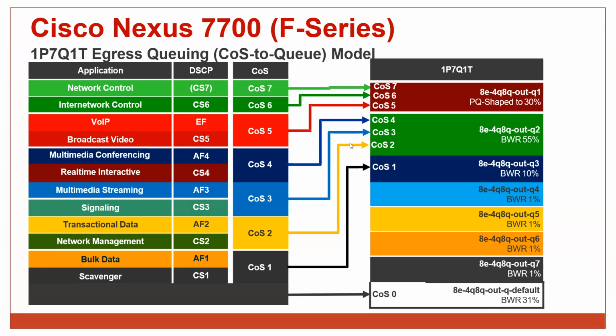So what I'm telling you is that you have an 8Q structure, right? Mostly you will see an 8Q structure. In that 8Q, sometimes you have one priority queue, sometimes you have two priority queues. It depends on the hardware. So 7700 has this arrangement.